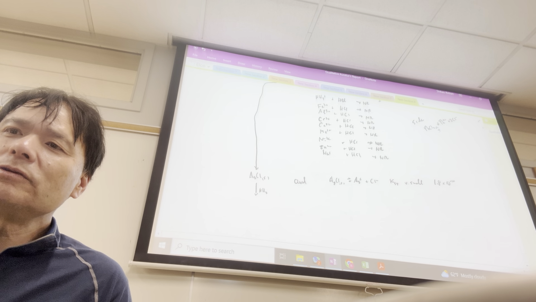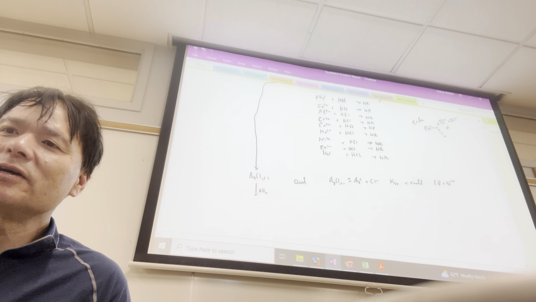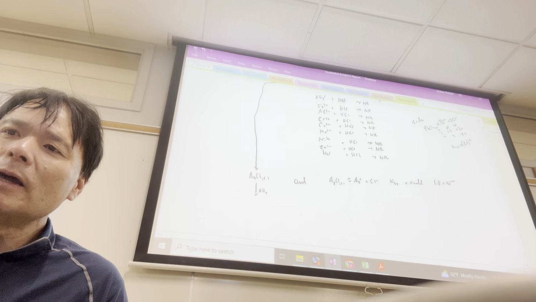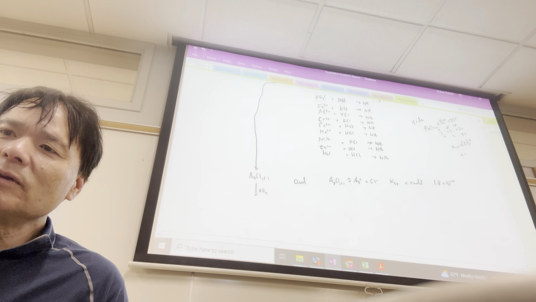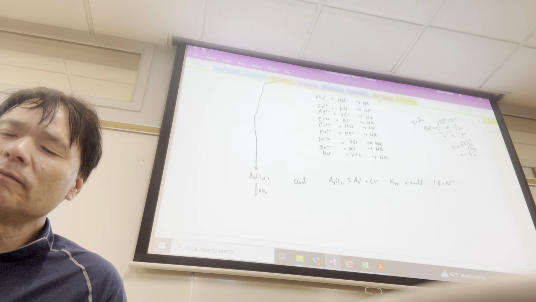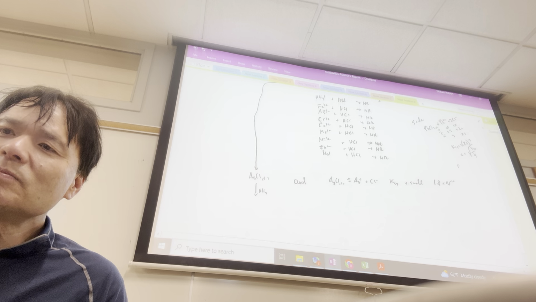If we do an ice table here, we say 0 and 0, then plus S and plus 2S, and then we get S and 2S. The KSP is going to equal the lead concentration, which is S, times the chloride concentration squared, which is 2S quantity squared. And so the solubility relationship here is the square root of the KSP divided by 4.